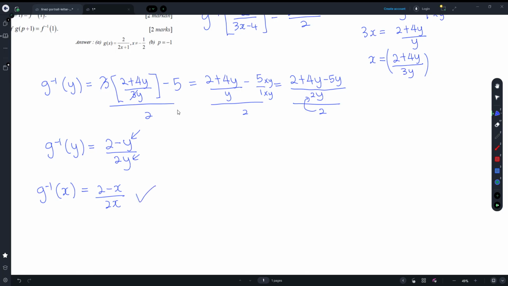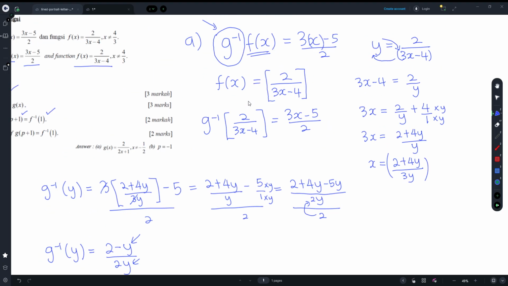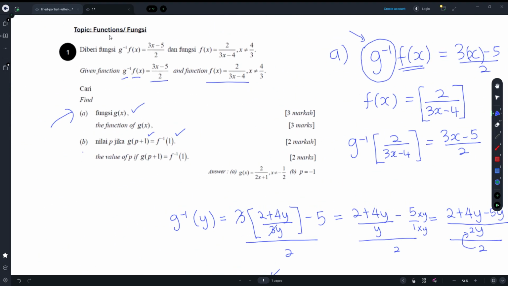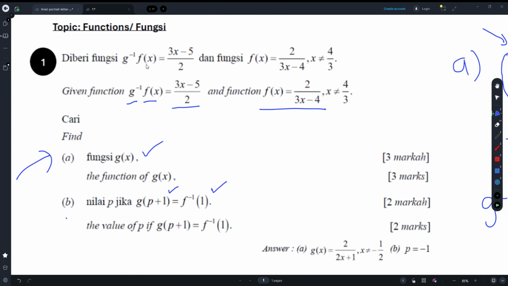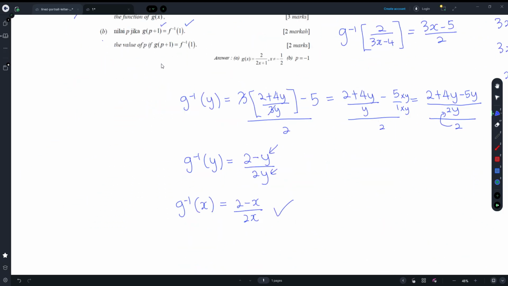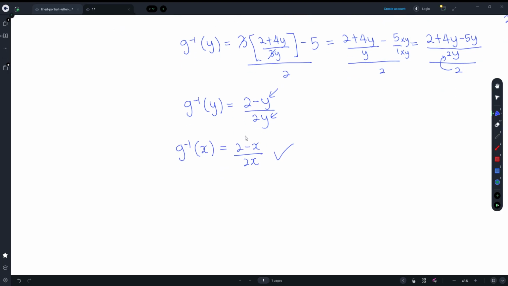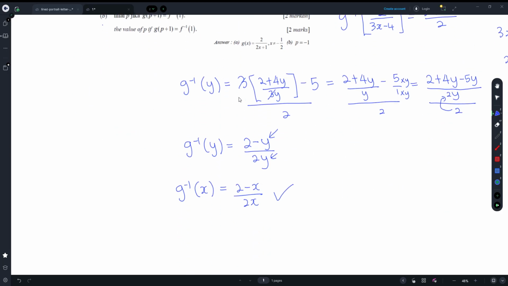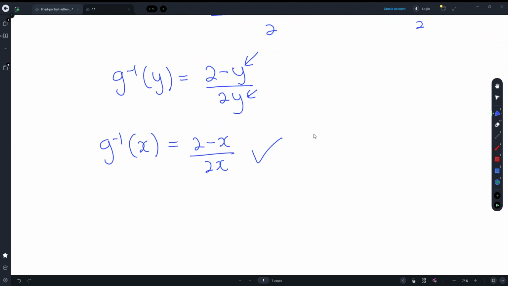So basically this is my function separated from the composite function, because the composite function consists of two functions, which is g inverse and f(x). So I have already separated the g inverse of x out, but the question is not asking for g inverse of x, the question is asking for g(x). So what we need to do here, we have to inverse this particular function.